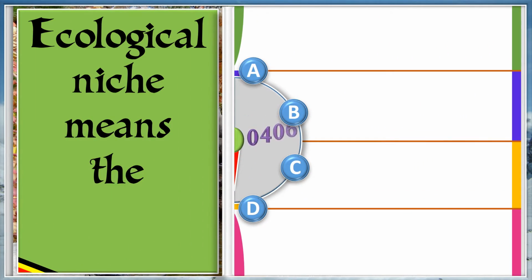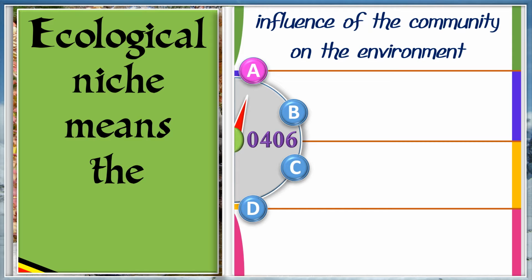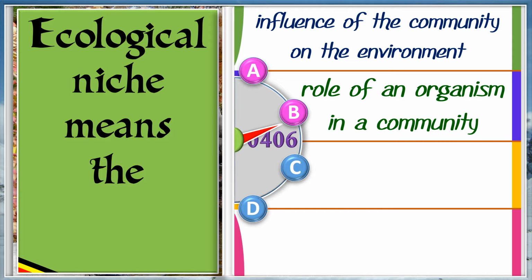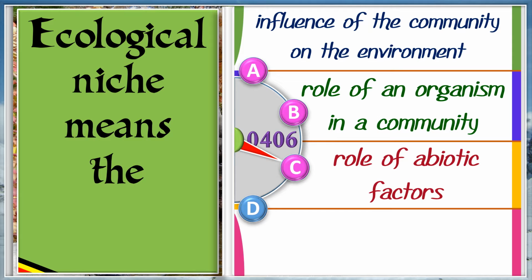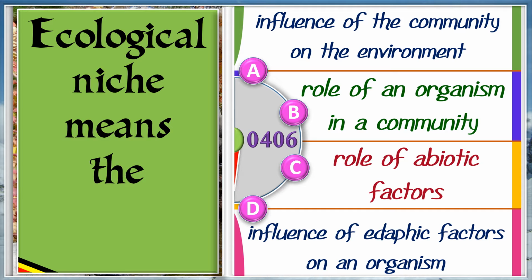Ecological niche means the: A. Influence of the community on the environment. B. Role of an organism in a community. C. Role of abiotic factors. D. Influence of edaphic factors on an organism. And the answer is B. Role of an organism in a community.